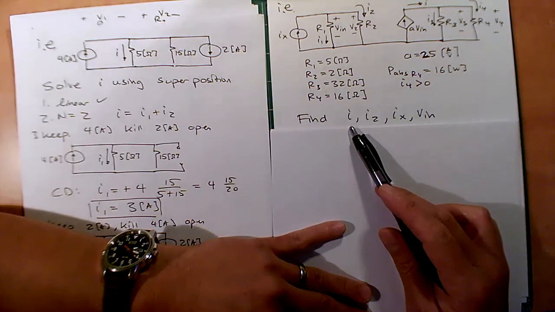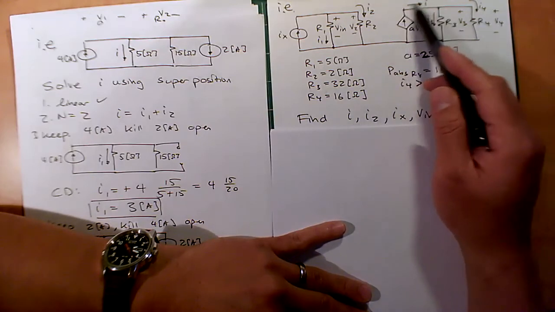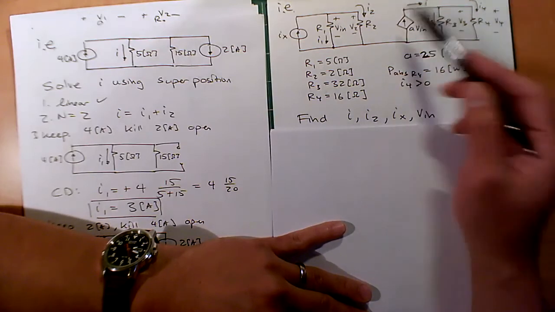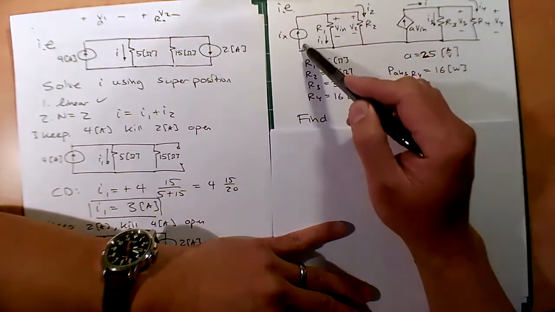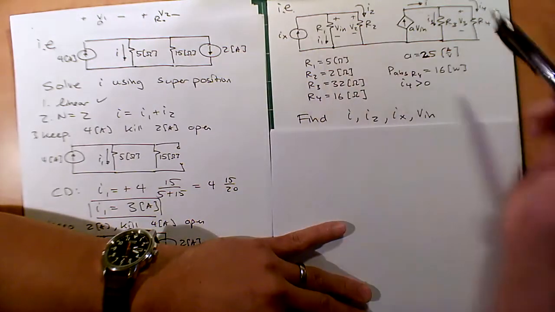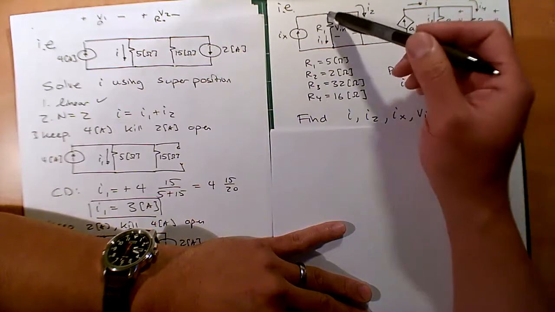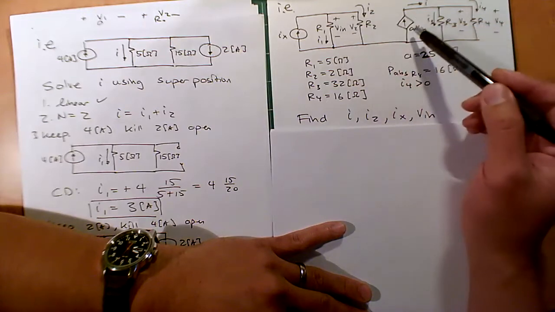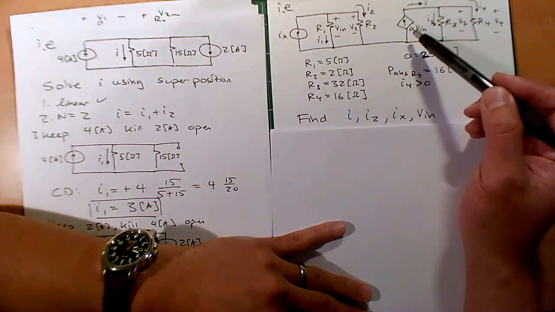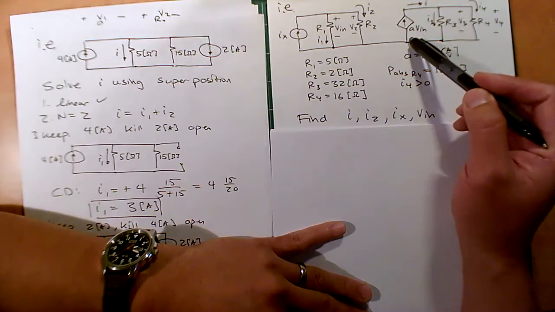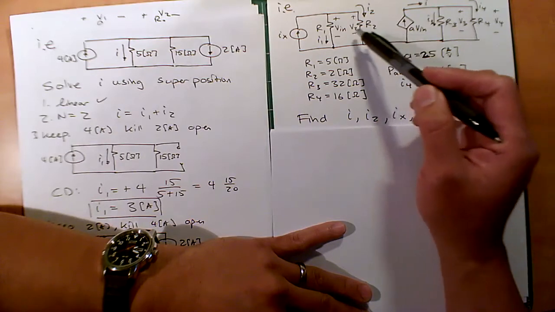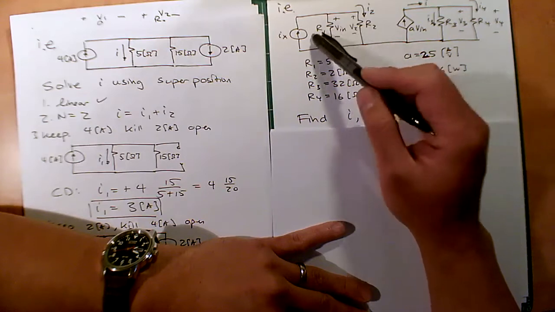What's I? I is this one. Okay, that's this branch. I2, okay. IX, oh, that's the current in here. And V in, this one here. And if I look at this dependent source, this current here is dependent on this voltage. So that's how they're bridged.